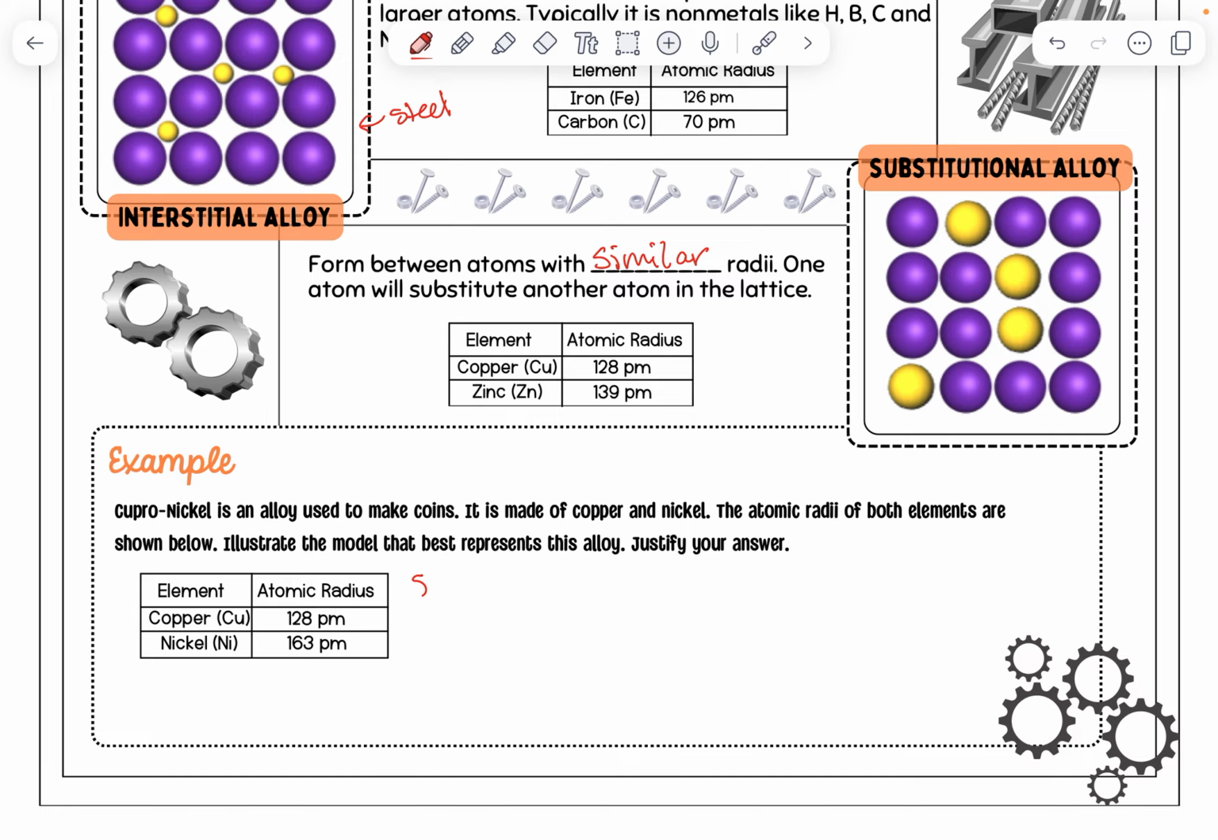So I would say this is a substitutional alloy, since the radii are similar in size.